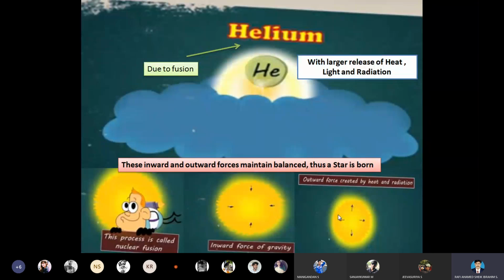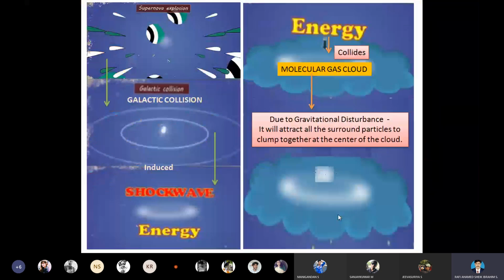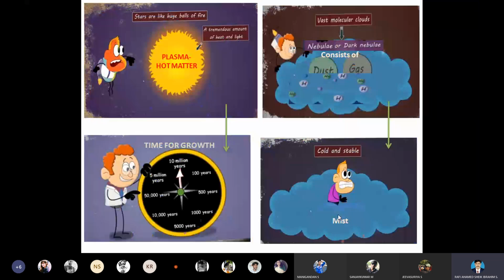So these are all the stages for the formation of the star. With respect to these, we are going to start our third unit. This is the main objective. First, we have to know what a star is and how a star is developed. A star is a huge ball of fire. It emits a tremendous amount of heat and light.